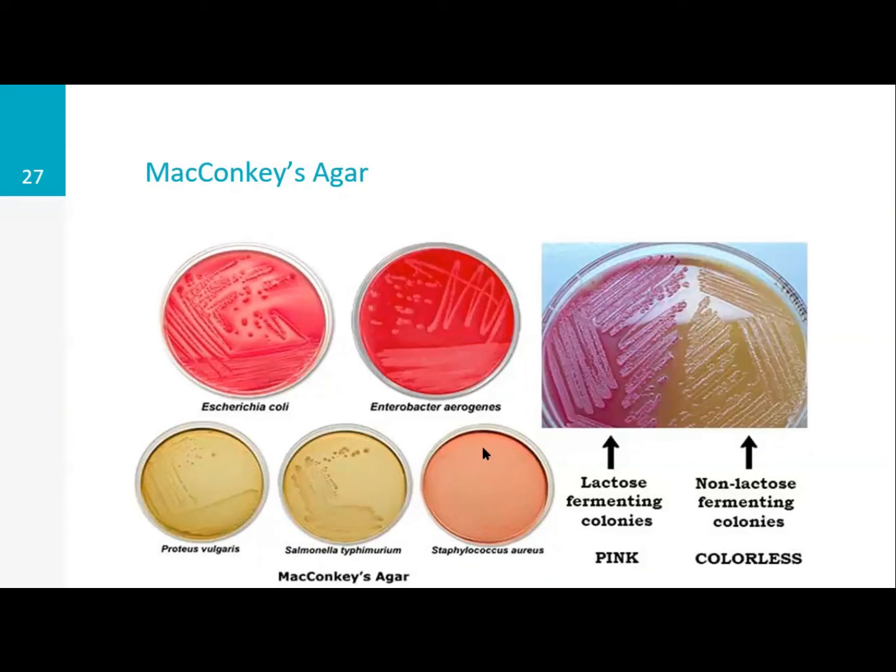Question, guys, why is this color different from these? Why is the color for the Staph aureus different from these? Any ideas?